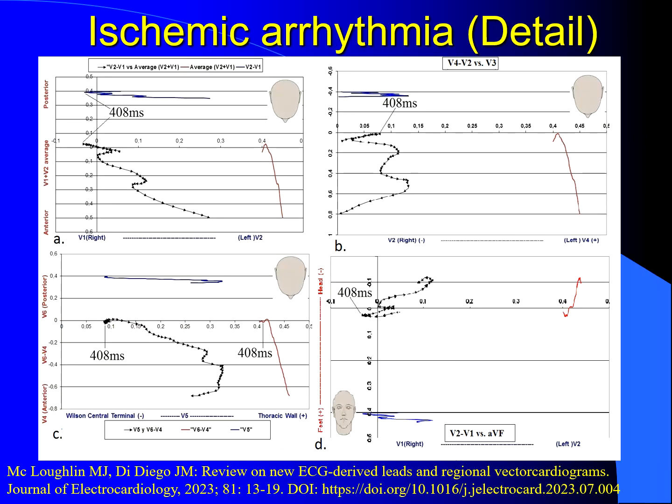Ischemic arrhythmia detail. Same patient. The onset of arrhythmia as viewed from different regional BCGs. The first 393 milliseconds and the last 350 milliseconds of the QRS loop have been removed to show the arrhythmia onset. Panel A, PBL B2 B1 versus average pool B1 plus B2.